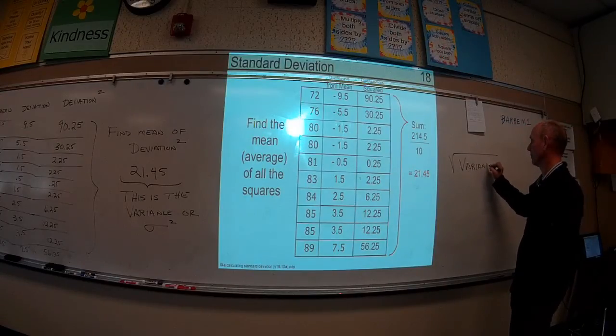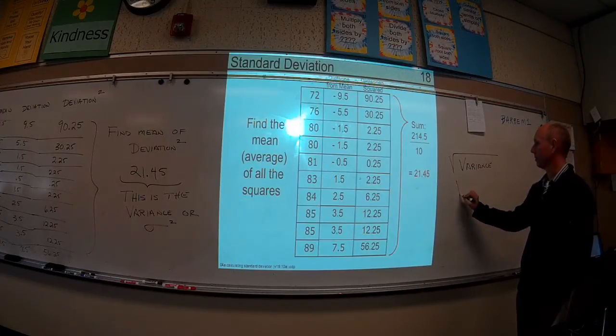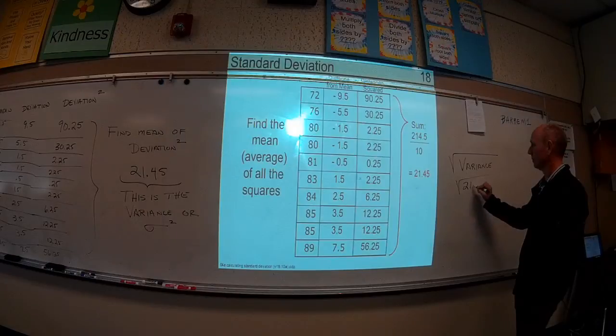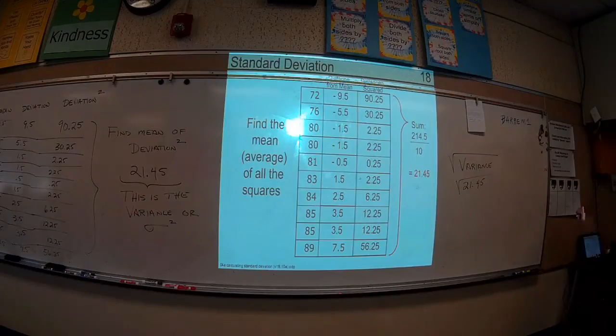460.1 over 4,000. I got 4.6. I don't know how to do that. Oh, I do actually. So the variance is 21.5. If you take the square root of that, you're going to get the standard deviation, which should be approximately 4 point something. 6.63.